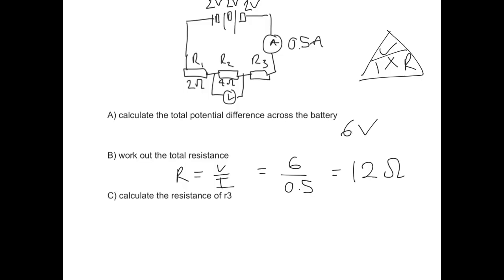Okay, finally calculate the resistance of R3. So if we know that the total resistance is 12 ohms, but we've been given R1 and R2, that's 6 ohms, that tells us the difference between those two values will be R3's value. So 12 take away 6 is obviously 6, and that is 6 ohms.